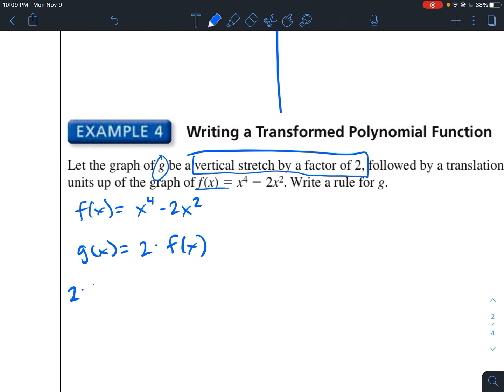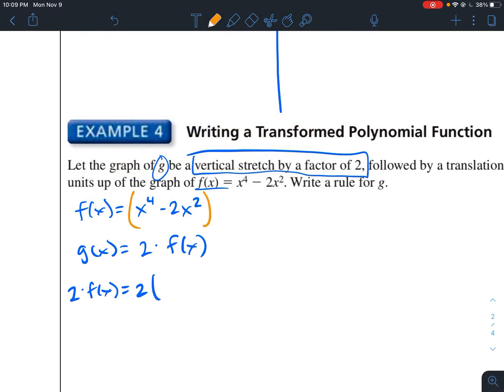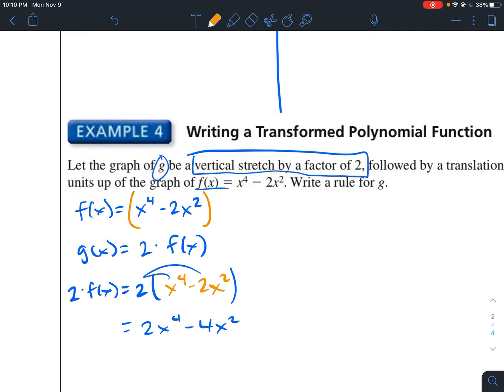So let's do that. 2 times f of x is equal to 2 multiplied by f of x, which is this right here. So x to the 4th minus 2x squared. I have to distribute that, so that's 2x to the 4th minus 4x squared. And I think that should be just as easy as that.